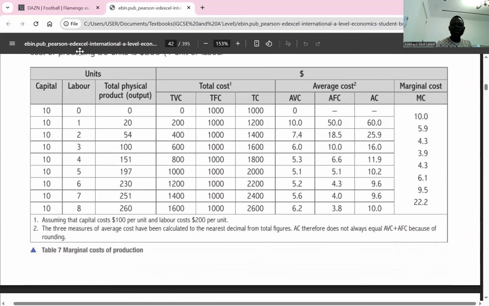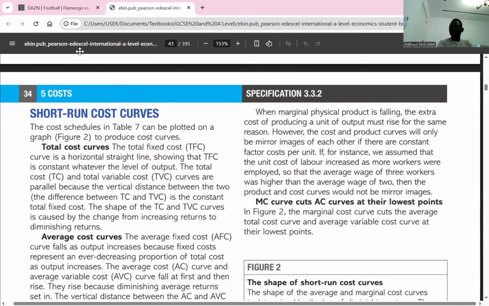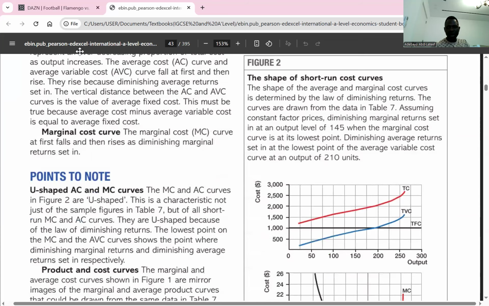Clear? Any question about that? No. And that takes us to the short run cost curves. A short run cost curve is a graph which illustrates a firm's production cost when at least one factor input is fixed or constant. So inside the short run cost curve, we have the total cost curve. The TFC curve is a horizontal straight line, and it shows that the TFC is always constant at any given level of output. We have it here. The TFC is here on figure 2. That's the TFC curve.